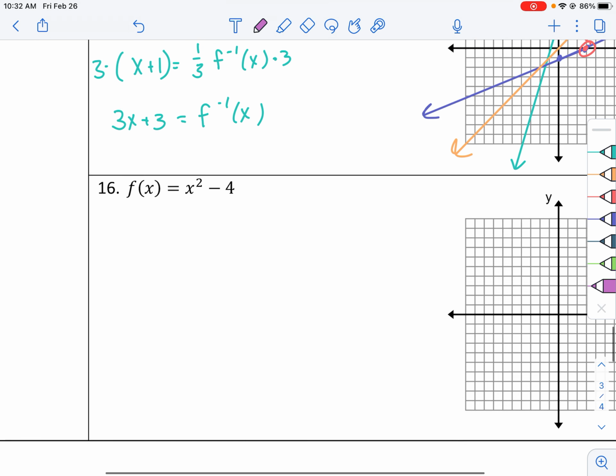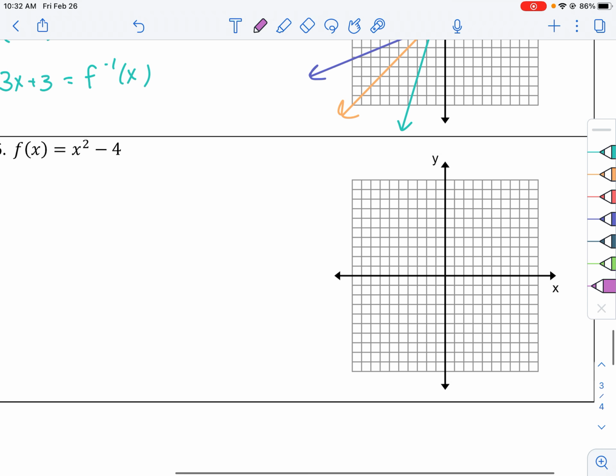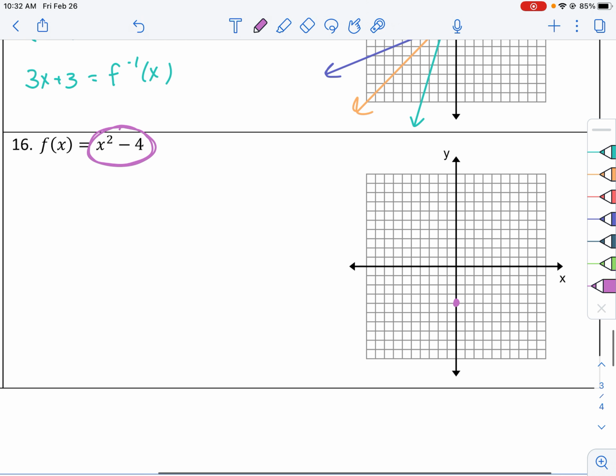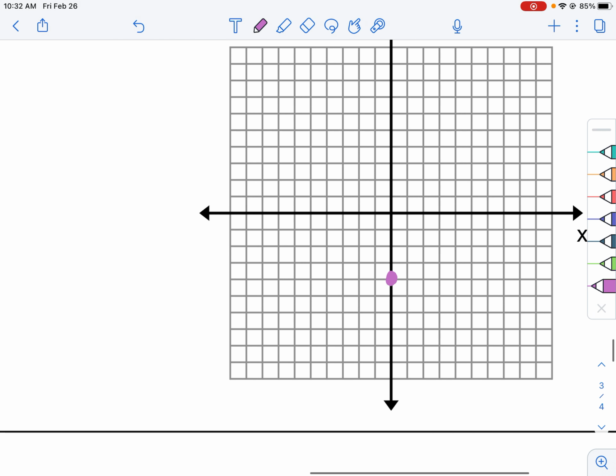Last but not least here, we have f of x equals x squared minus 4. So that's negative 4. 1, 2, 3, 4. All right. So these are actually the most basic functions to graph here. The only thing is that this negative 4 is the vertex. It's the y value of the vertex. X is just 0 here.